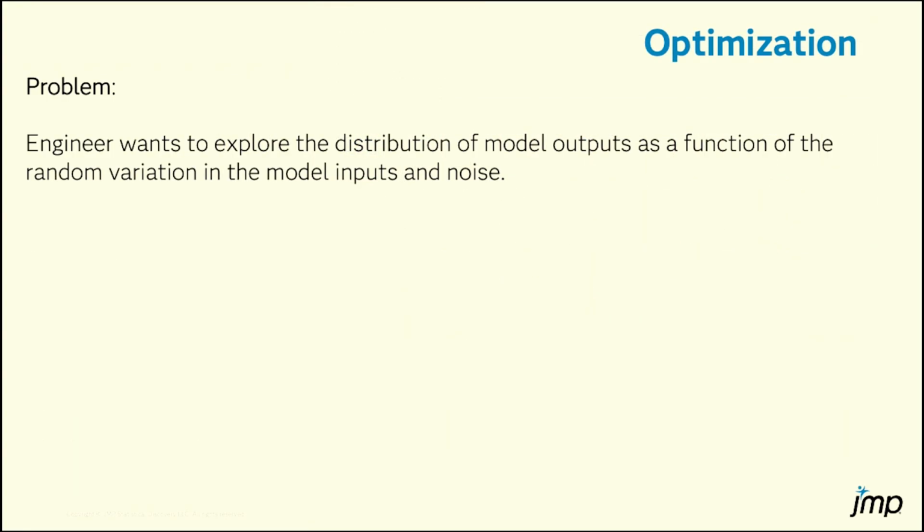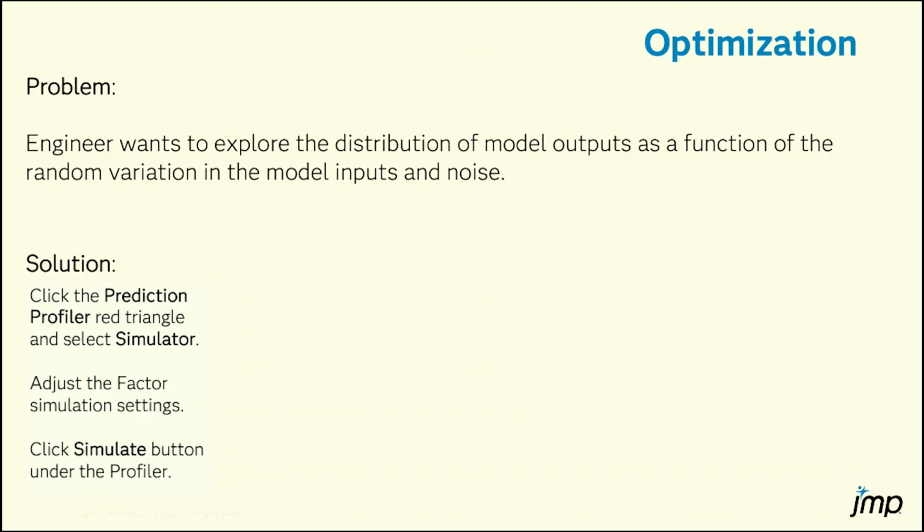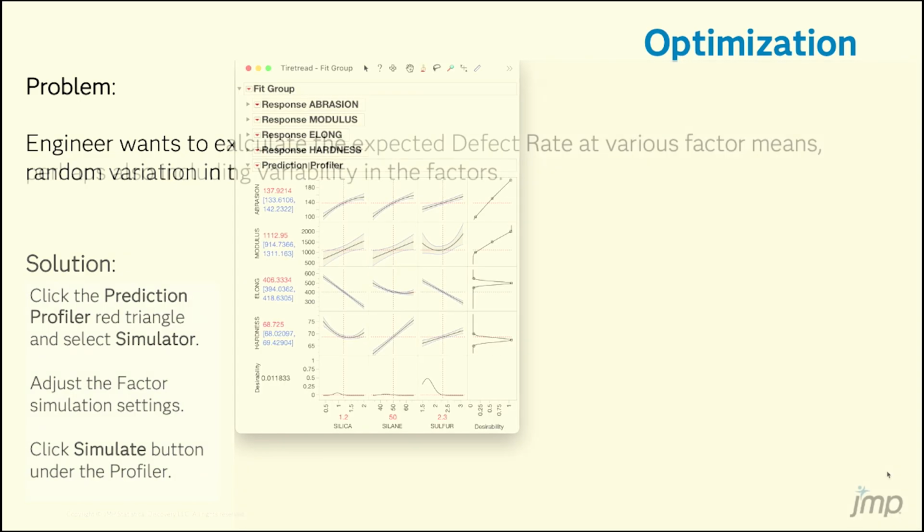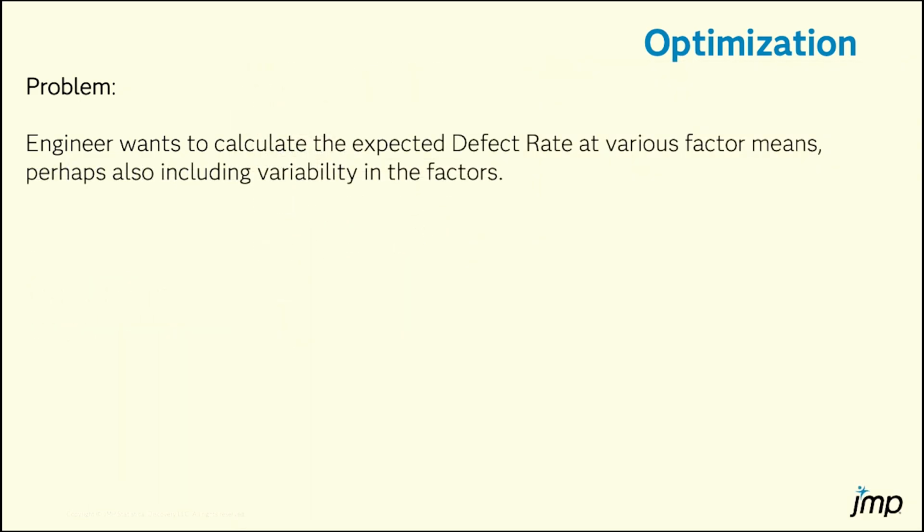If we wanted to explore the distribution of the model outputs as a function of random variation, I told you before, there's several ways in JMP to take variation in the x's and propagate it to the y's. Simulate is going to be the feature we want to use for this. So in a moment, we'll do this demo. We'll look at how to optimize. We'll look at how to simulate and put noise on the factors. We can also put noise on the response if we want to. So I'm not going to show you any of these videos. We'll just do it in the demo.